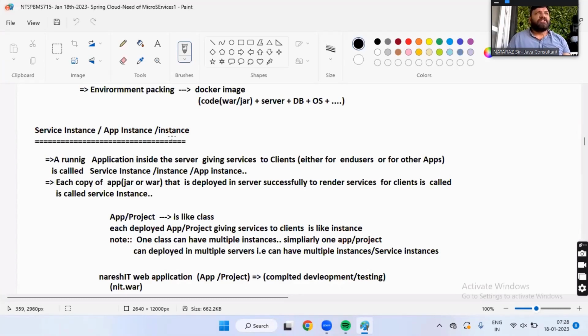Each working copy, or execution copy, of a web application is called one instance. A Docker image is an image that is created by using the Docker tool, where code will be there, server will be there, database will be there, OS will be there. So the entire setup to execute the application will be there in the Docker image.